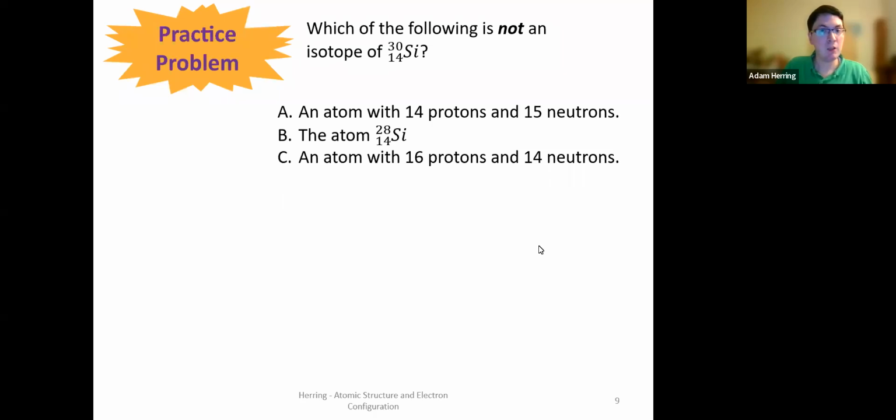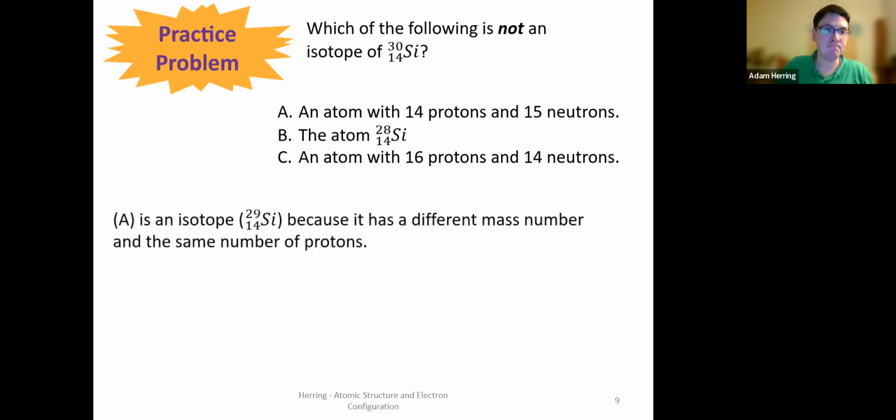Welcome back. So, when we're looking at isotopes, we are looking for elements that have the same number of protons, but different numbers of neutrons. So with choice A, this is an isotope, and the isotope would be silicon-29. And the reason for that is because it has a different mass number, but the number of protons is the same. We have 15 neutrons, 14 protons, so our mass is 29. And so this indeed is an isotope of silicon. Again, same number of protons, but different number of neutrons.